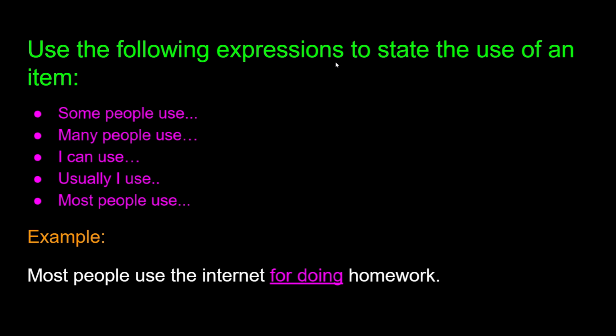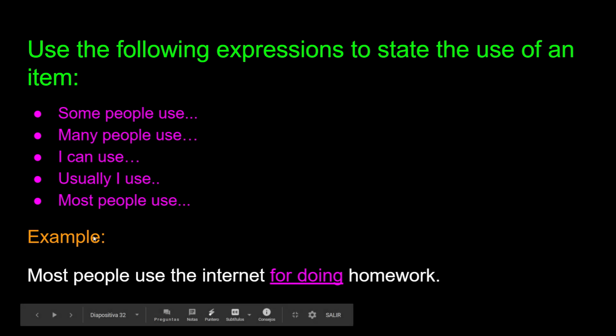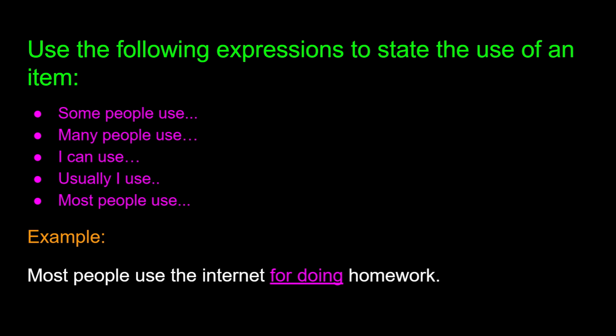I recommend you use the following expressions to state the use of an item. You can say some people use, many people use, I can use, usually I use, or most people use, and then you express the purpose of the use of the object. Here we have an example: most people use the internet for doing homework, right? Whenever you need to investigate a topic for a particular homework, most people use the internet for doing it. You can say to do homework or for doing homework, and you are still expressing the idea correctly. So this is it about the explanation.